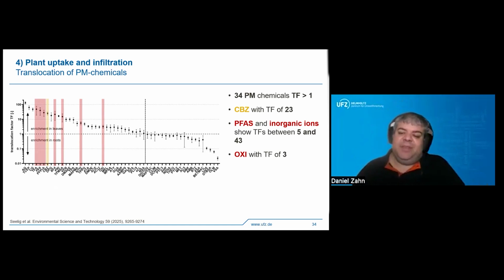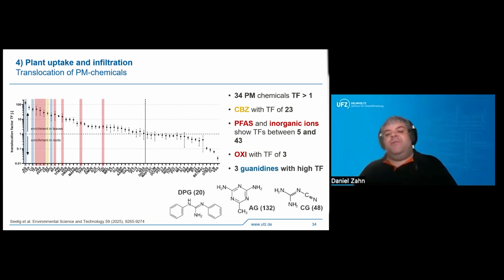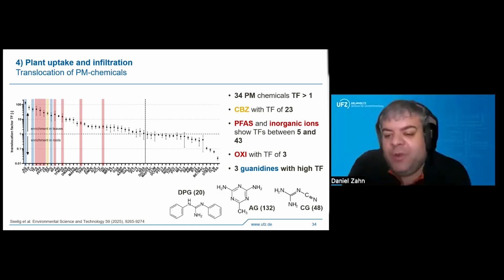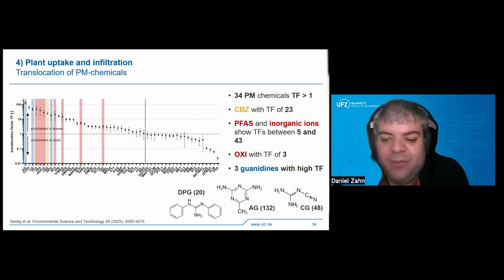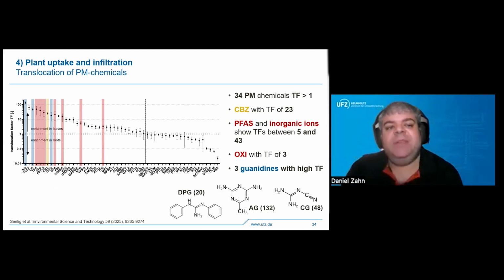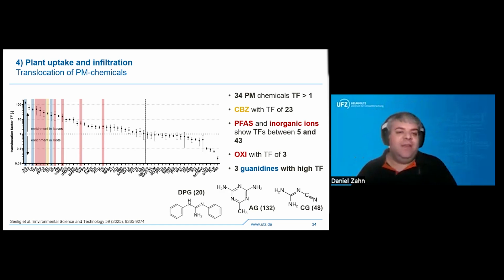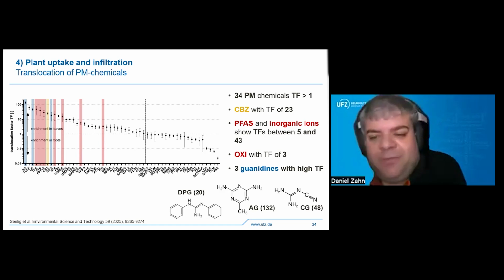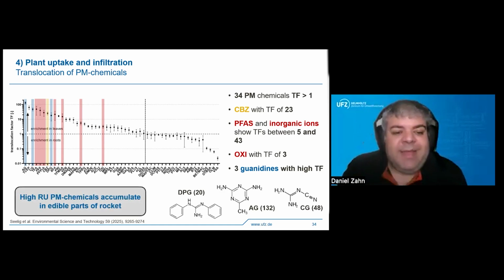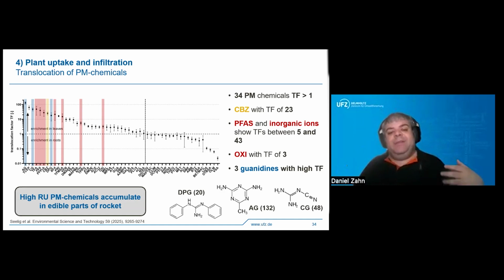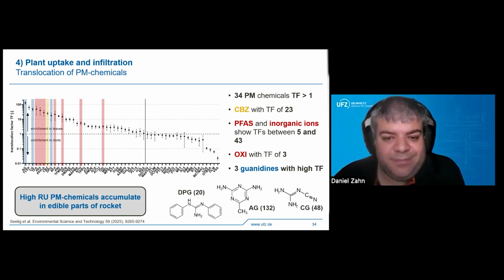What was quite interesting here is that we have 3 guanidines, with cyanoguanidine and the DPG, or a chemically similar compound with the acetoguanamine, with very high translocation factors. So these chemicals seem to be very effectively transported to the leaves of rocket. From this data, we can learn that our high uptake chemicals don't remain in the roots, but they are also effectively transported to the leaves, so to the edible parts of rocket.